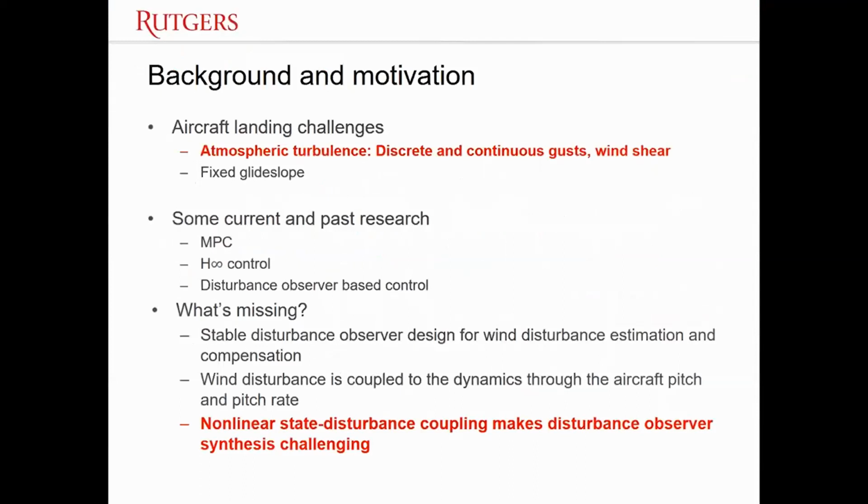Typically for aircraft landing problems, there are two major challenges for landing control design, namely atmospheric turbulence that includes discrete and continuous wind gusts and wind shear. In addition, a fixed glide slope is typically required during the approach and landing phase. Past research has included MPC, H-infinity control, and disturbance observer control. For disturbance observer control, obtaining stable disturbance estimation is critical. This is complicated for flight control in turbulence since the wind disturbance is coupled to the state dynamics, and in fact, it is coupled through the aircraft pitch and pitch rate.